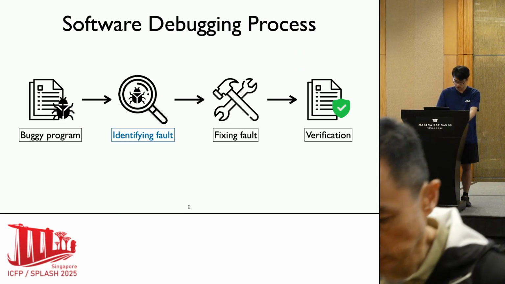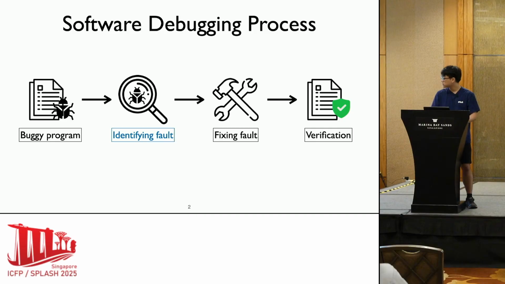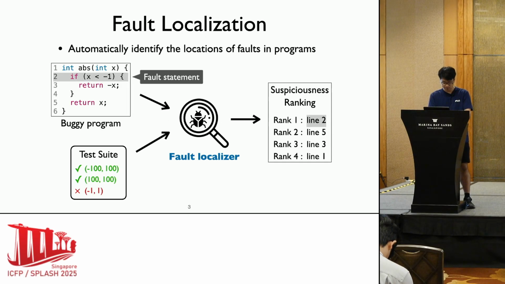First, let me briefly go over the general process of software debugging. When a bug occurs in a program, developers first analyze the cause and identify the location of the fault. Then, they fix the fault and verify whether the bug has disappeared. As you can see, identifying the fault is the very first step of debugging.